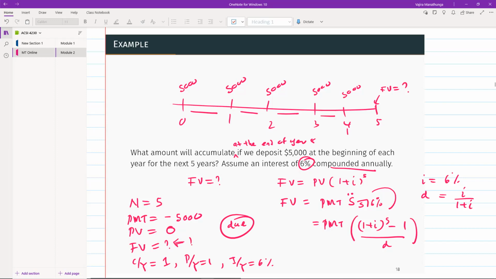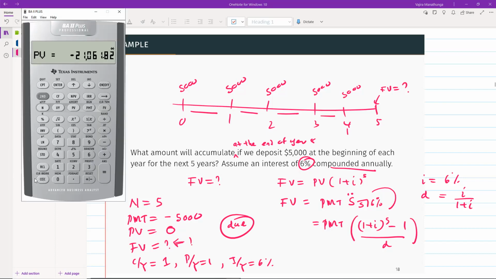So let's do this. Let me bring the calculator and let me clear the memory. Just to be sure, I'm going to click second memory. Click enter, everything is clear. Let me enter 5 for N, negative 5,000. When negative sign, you use this sign, okay, in here, negative sign for payment. And then 0 for present value. And then compounding per year is 1, rate is 6%, percentage rate, 6%. Then second payment per year is 1, arrow down, compounding per year is 1, so everything is good.